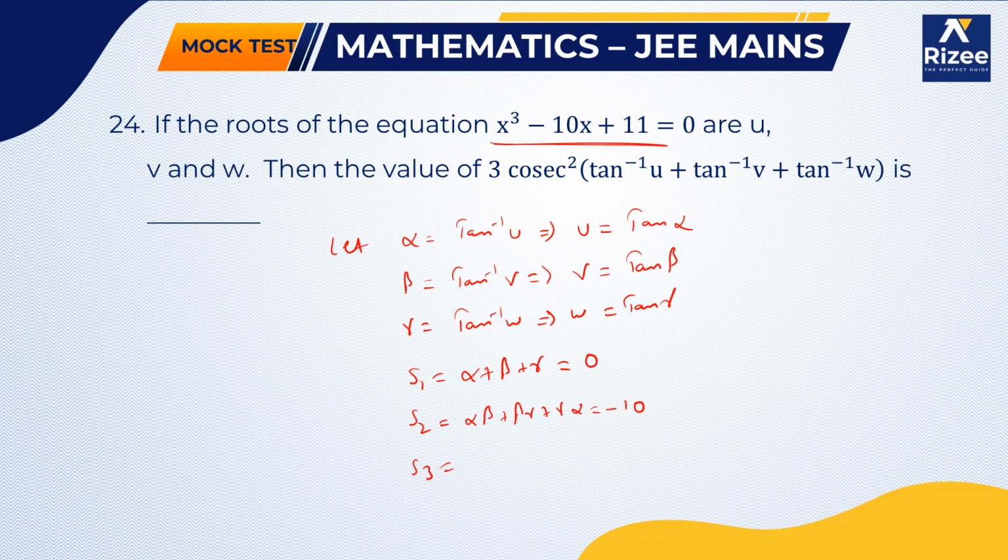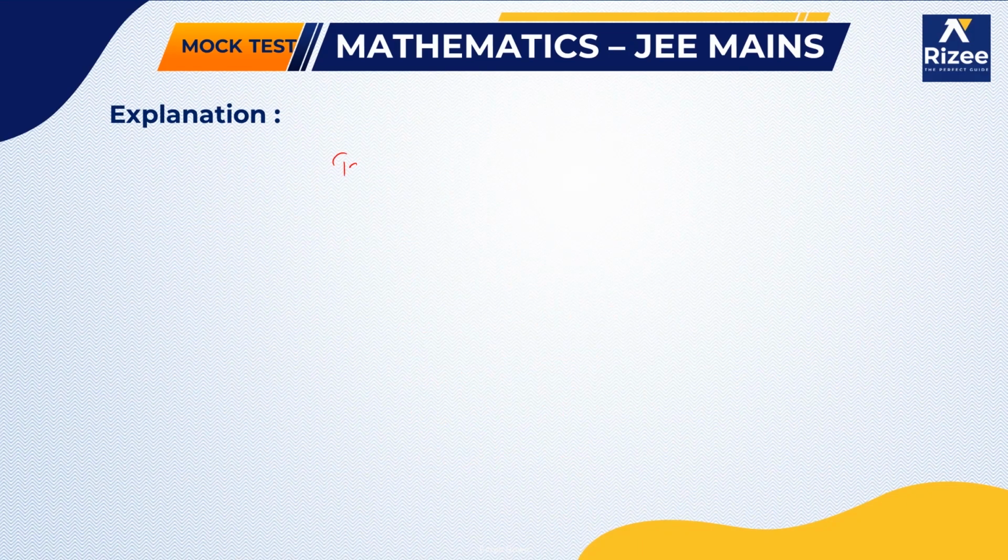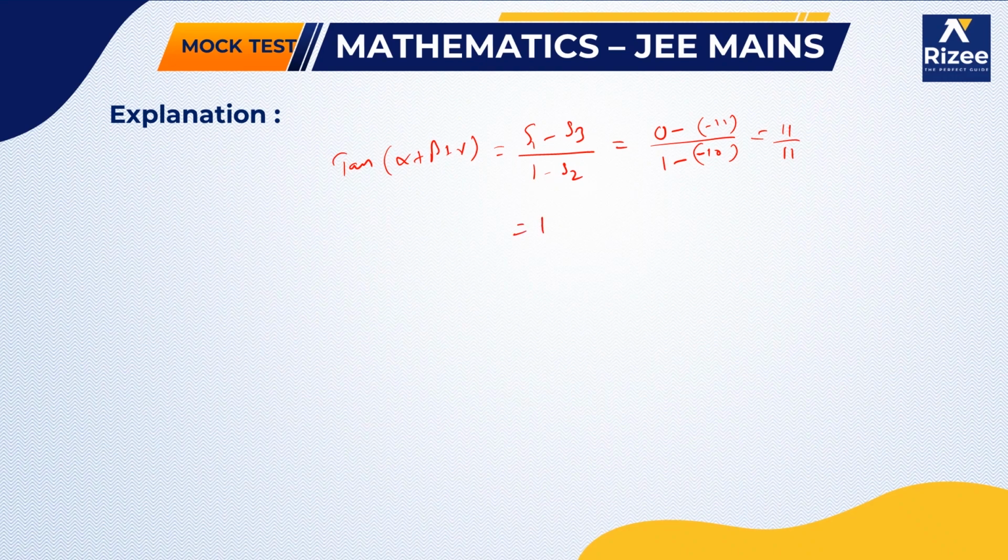So therefore tan of alpha plus beta plus gamma is equal to S1 minus S3 by 1 minus S2. Substitute S1 means 0 minus S3, minus 11, by 1 minus of minus 10, is equal to 11 by 11, which is equal to 1. Tan of alpha plus beta plus gamma is equal to 1. Where is the tan value 1 possible? At 45 degrees tan is 1, so alpha plus beta plus gamma is equal to pi by 4.